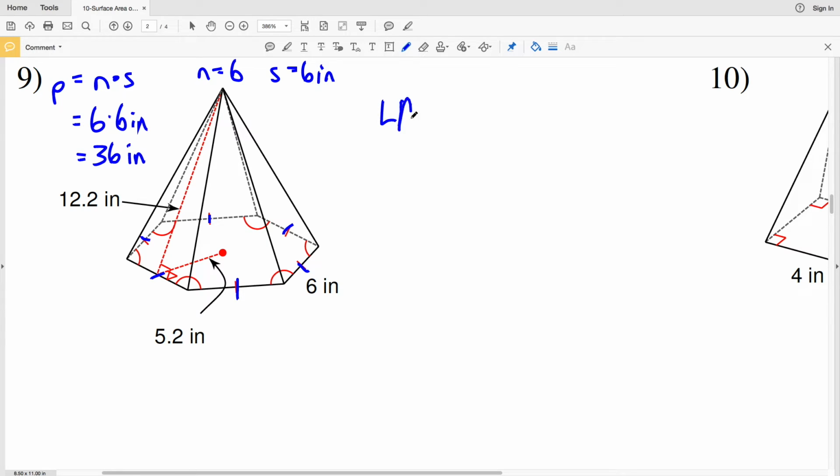Now for lateral area, we're going to take 1/2 of that perimeter of 36 inches, and that's going to be multiplied to the slant length, which is given to us as 12.2. So 1/2 times 36 times 12.2 equals 219.6, and that's inches squared.